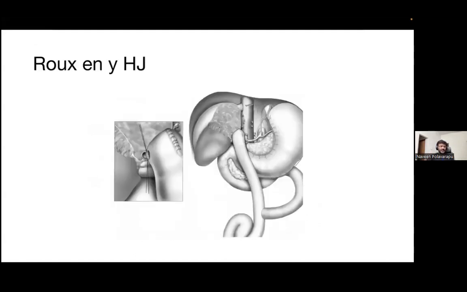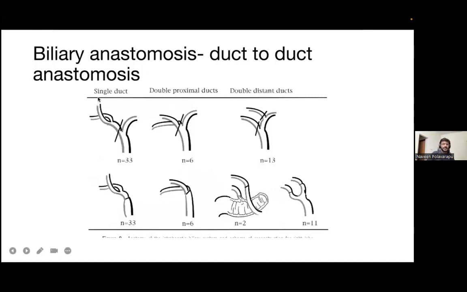So patients with PSC who also have the CBD being involved because of the PSC disease itself, for those patients we need to consider Roux-en-Y operations. But the general standard operation is duct-to-duct anastomosis, as you have seen here, whether it's a single duct or double duct proximal ducts, or double duct distant duct, as it says here. So different anatomies, it's important that you talk to surgeons.